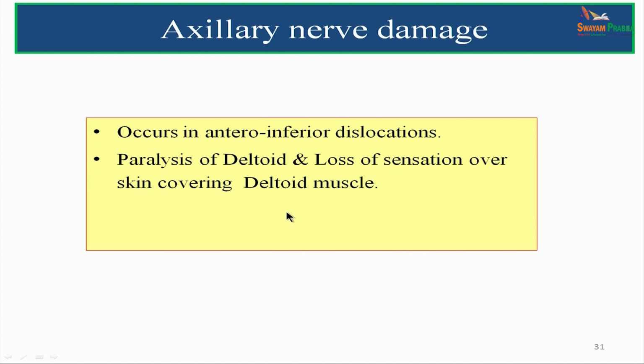Axillary nerve damage can occur in antero-inferior dislocation of the shoulder joint. The slipped head of the humerus can compress upon the structures in the axilla, namely the axillary nerve, due to which there will be a paralysis of deltoid muscle and loss of sensation over the skin covering the deltoid muscle. So, once the axillary nerve is damaged, the deltoid muscle is also paralyzed, so abduction is not possible. At the same time, the patient loses sensation over the skin covering the deltoid region.